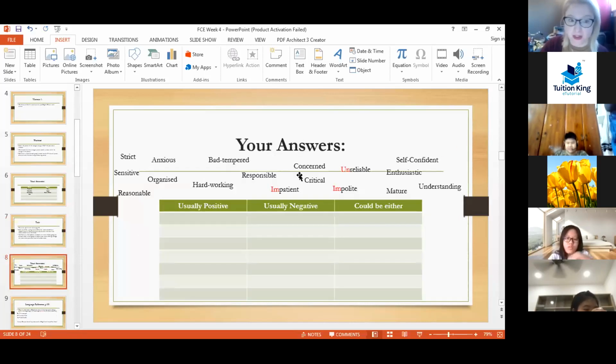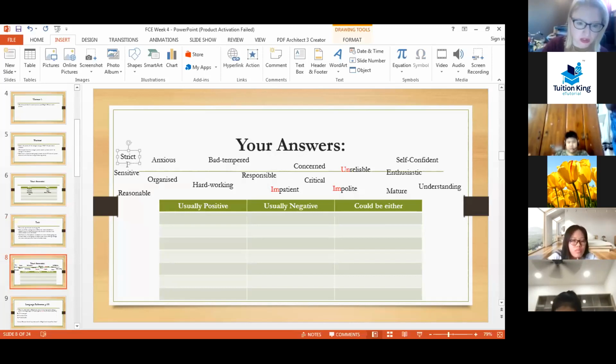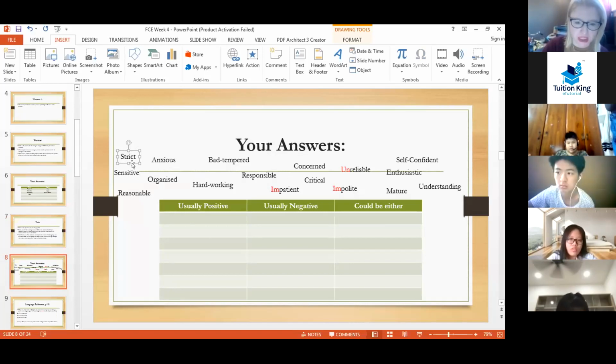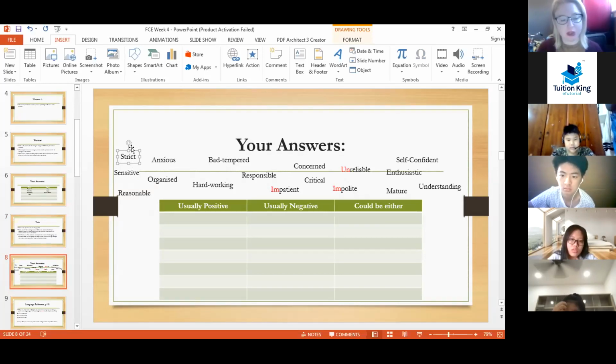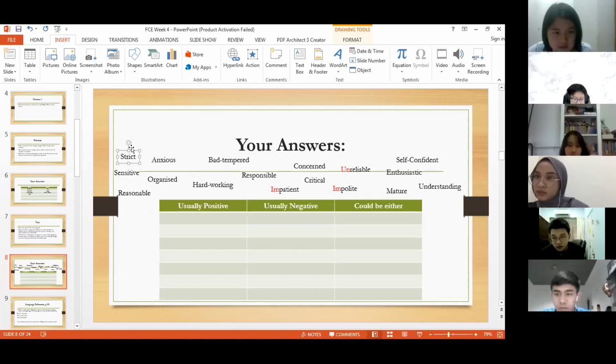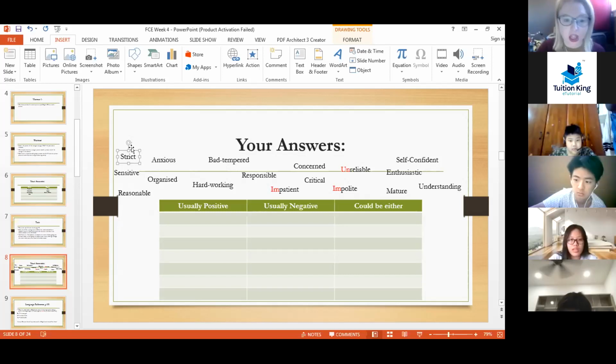So what I have here is a table from your book. So I'm just going to grab a word and ask you where I should put it. So this first one, pronounced strict, where should it go? And to answer this, if you could please just switch off your microphone, it'll be a lot easier and faster. Could be either. Yeah, I agree.